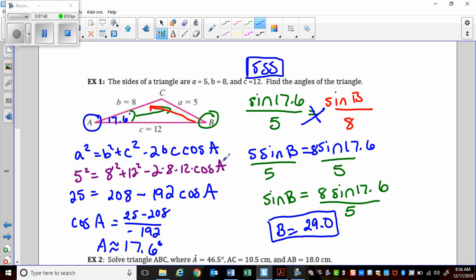Okay, guys, in order to find C, we just have to add them up and then subtract them from 180. So let's do it right here. 180 minus 29 plus 17.6 is about 46.6. And when we subtract that, we're going to get 133.4. So this is angle C. C is equal to 133.4.